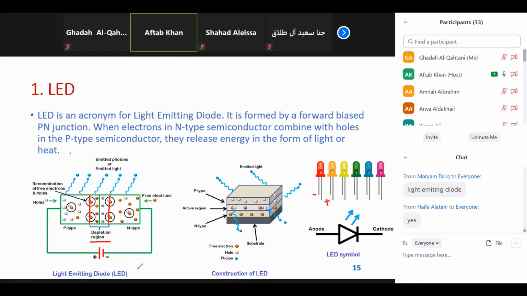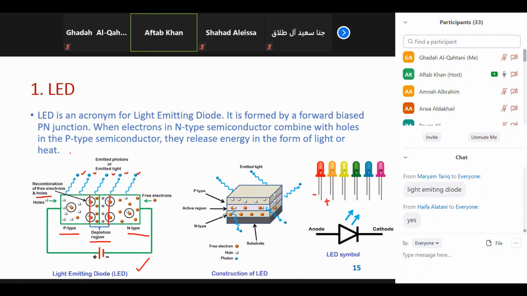So this is the LED. There is a P type, an N type, but the depletion layer is designed in a special way. Recombination of free electrons and holes happens here, and they release photons, so emitting photons or emitting light. This is the concept of the LED.